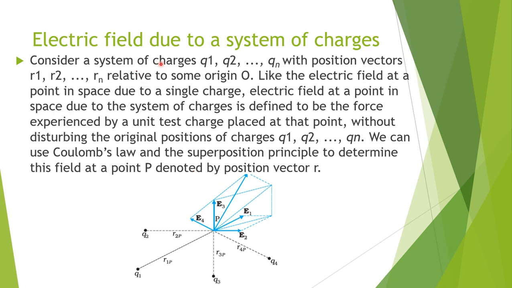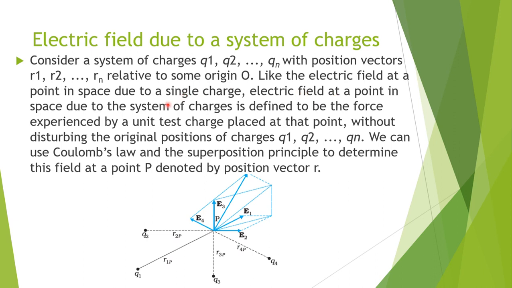Let us consider a system of charges q1, q2, etc., qn with position vectors r1, r2, etc., rn relative to some origin O. Here you can see q1, q2, q3 and q4, with position vectors r1p, r2p, r3p and r4p, that notation is used here instead of simple r1, r2. So this is point P. At this point we need to find the resultant electric field due to all these charges.